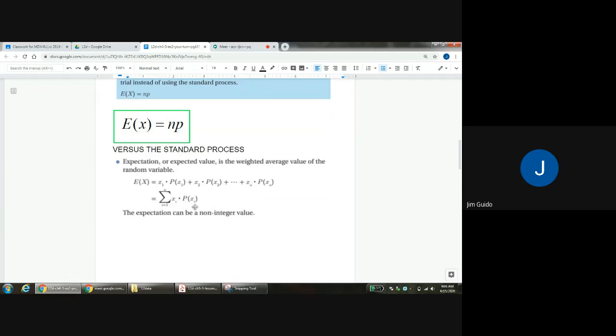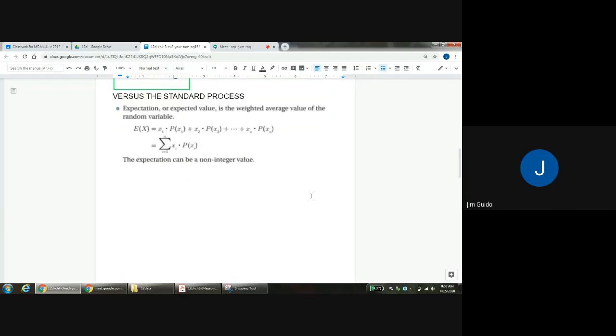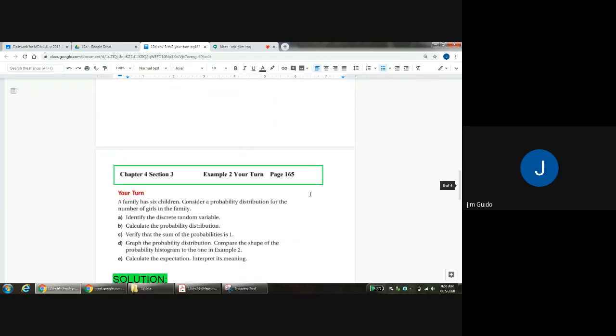So this could be a very involved task with many possible rows in your table that has to be calculated. This whole process is simplified simply by multiplying n times p if it matches the characteristics of a binomial distribution probability. Okay, so let's consider a scenario here.